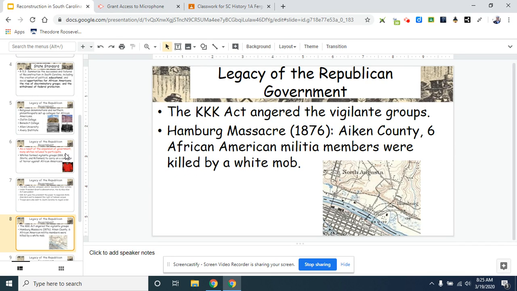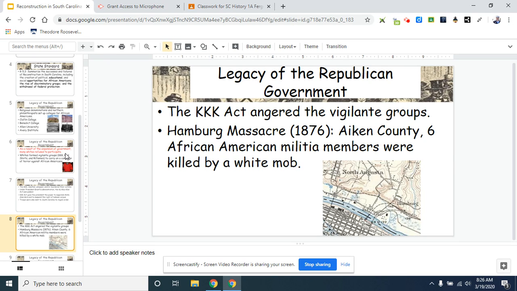So the KKK became angered, and the vigilante group decided to rebel even harder. So they had a bit of a massacre here. The Hamburg Massacre of 1876 took place in Aiken County in South Carolina, and unfortunately 6 African-American militia members were killed by a white mob.